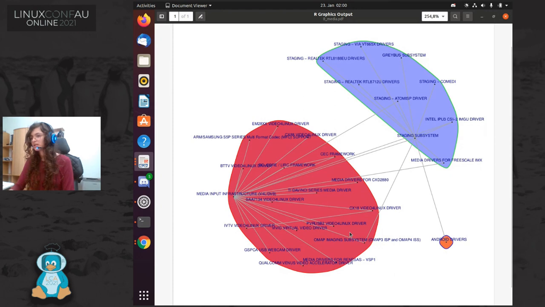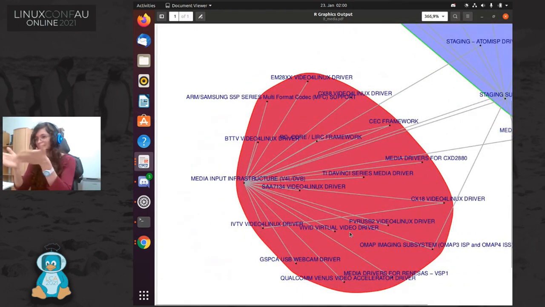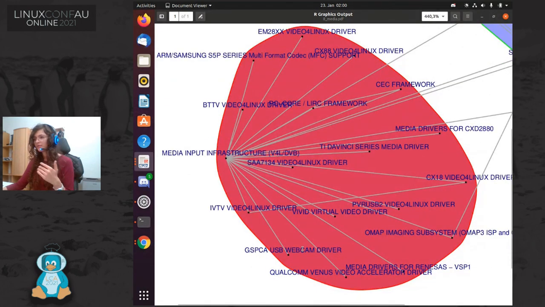We'll get to that in a second. And I wanted to know so much about the media subsystem, and there it is. This is our media subsystem. So again, we have a very clear backbone section right here, media input infrastructure, which spans up the entire subcluster, and there's so much imagery naming going on: webcam, video, virtual video driver, stuff like that. So this is very clearly the media subsystem, which contains a lot of media sections.